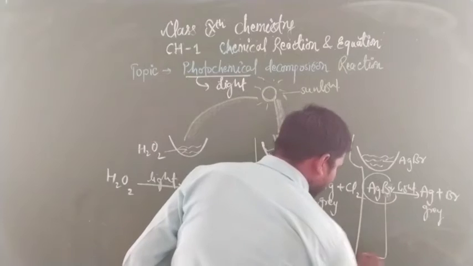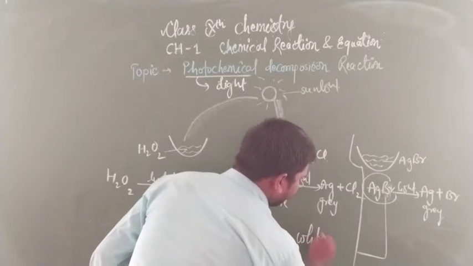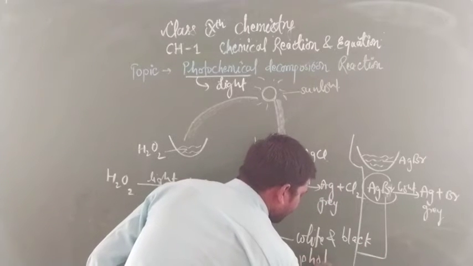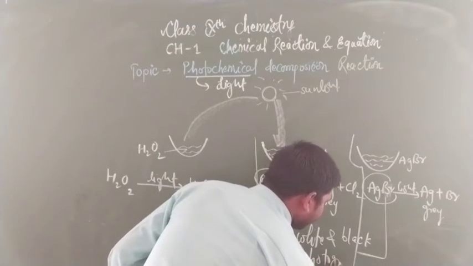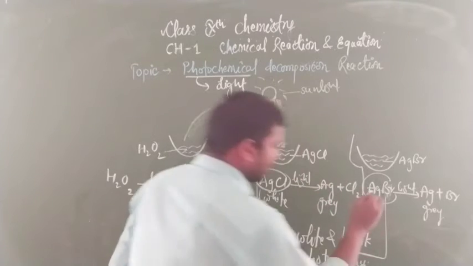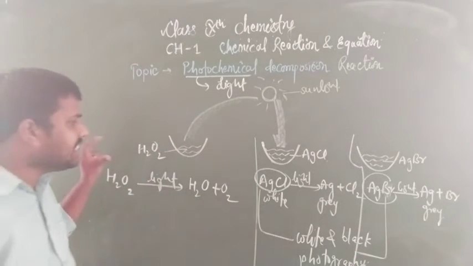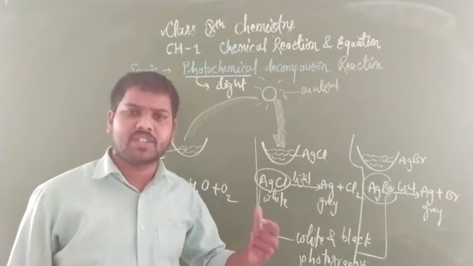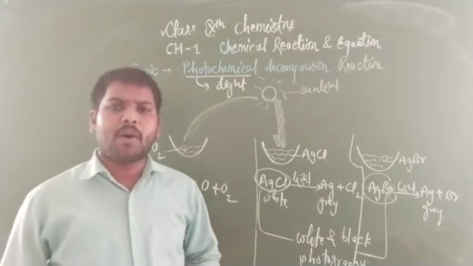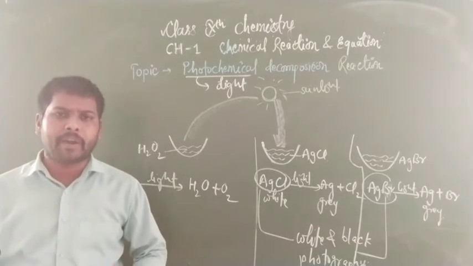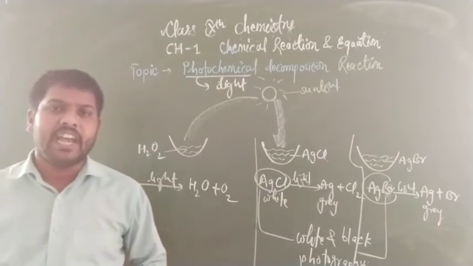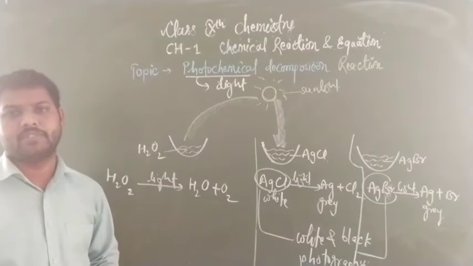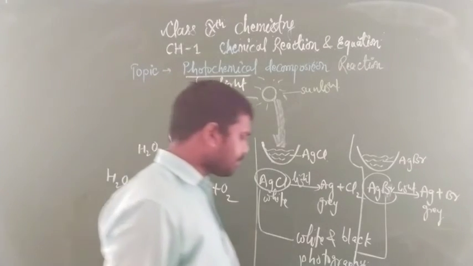And now children, one important thing is that these compounds, silver chloride and silver bromide, are used in black and white photography. Clear children? So with the help of these experiments, in case of hydrogen peroxide, silver chloride and silver bromide, these compounds are breaking down into two or more parts with the help of sunlight, and this reaction is called photochemical decomposition reaction. Now the concept is clear?